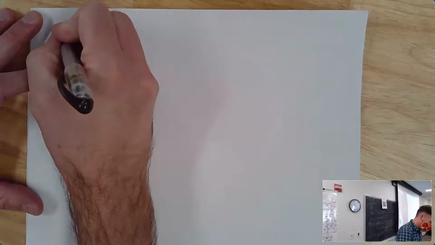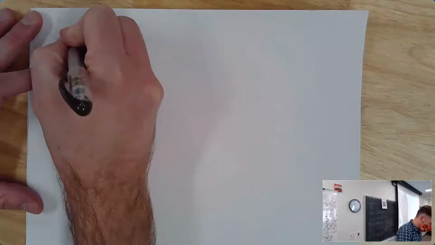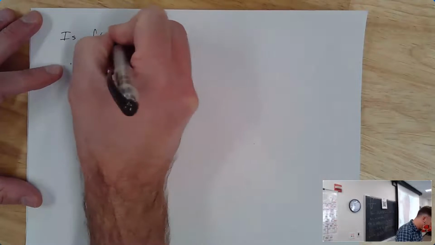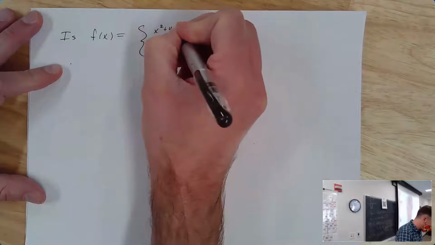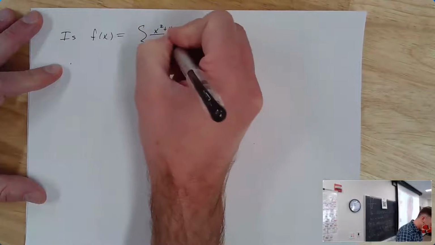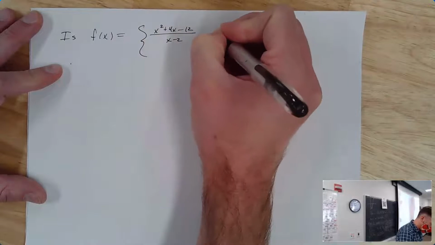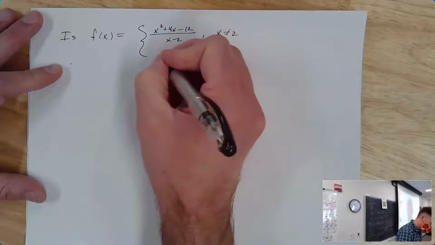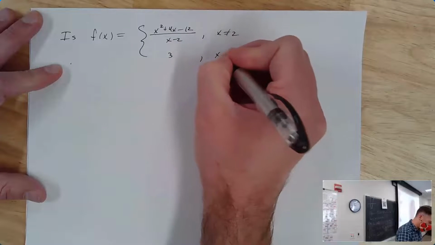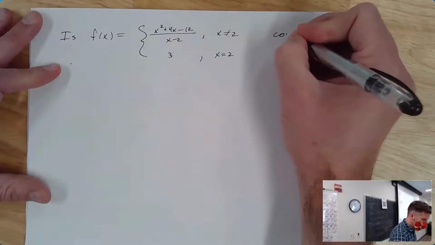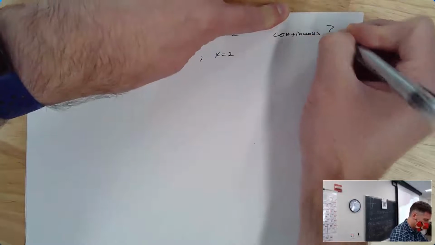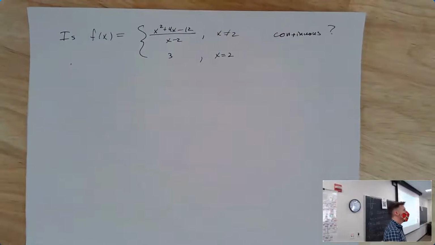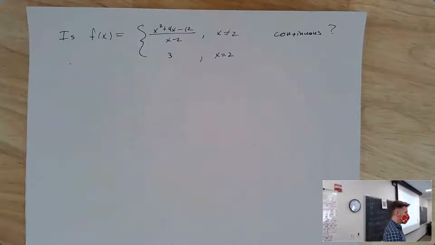So I'm going to ask the question broadly: is f of x equal to (x squared plus 4x minus 12) over (x minus 2) when x is not 2, and 3 when x is 2, is this function continuous? So what am I really asking?